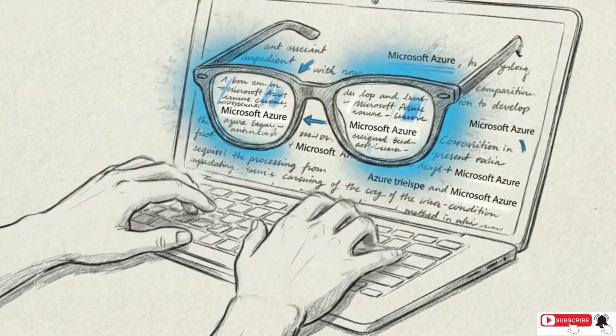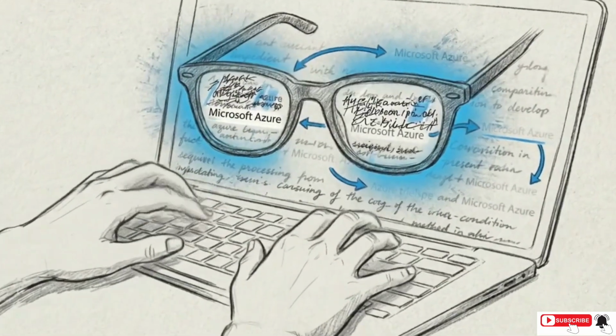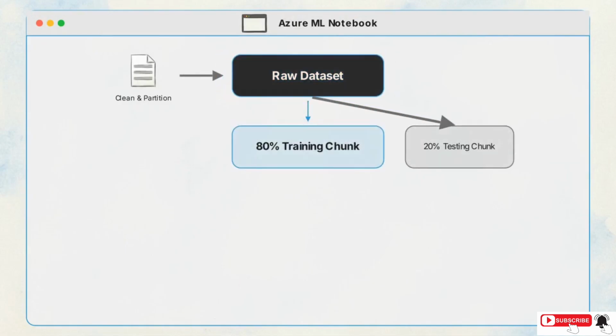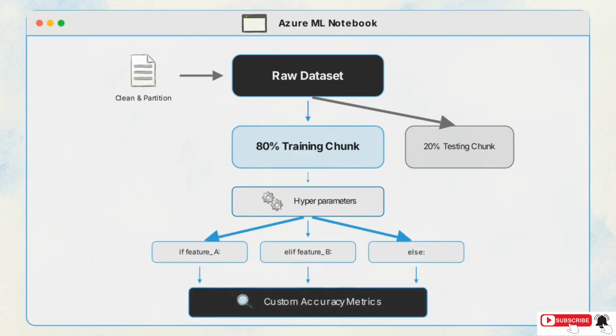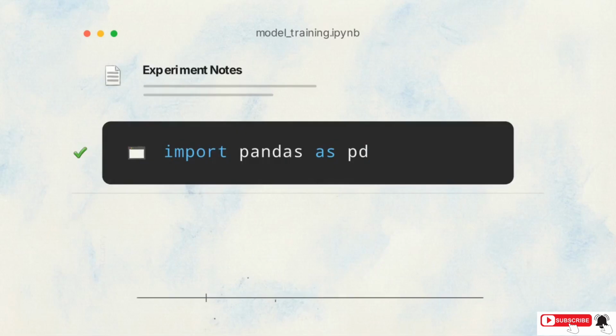Code-based machine learning flips that dynamic. Here, you use programming languages, specifically Python, to explicitly dictate how your model behaves. You write scripts to clean and partition the data, like splitting it into an 80% training chunk and a 20% testing chunk. The main advantage is absolute control. You can tweak parameters, dictate logic branches, and define custom accuracy metrics. In Azure Machine Learning, this is done through Notebooks. Notebooks are interactive coding spaces where you can write, run, and visualize your ML scripts.